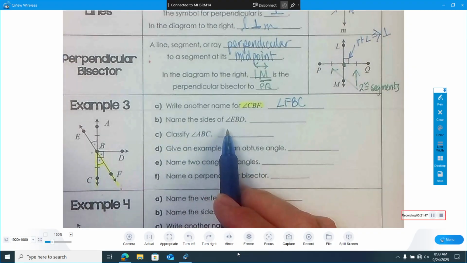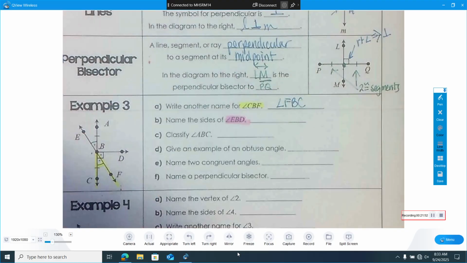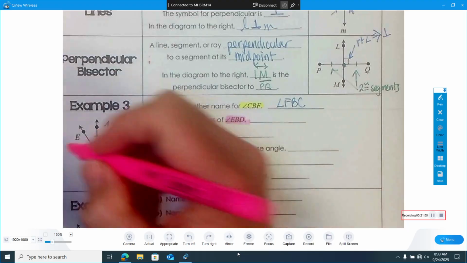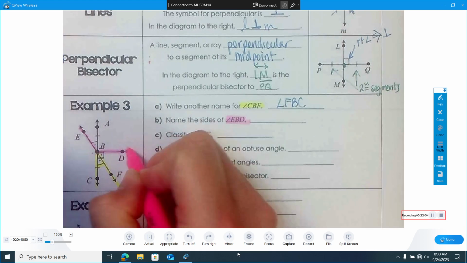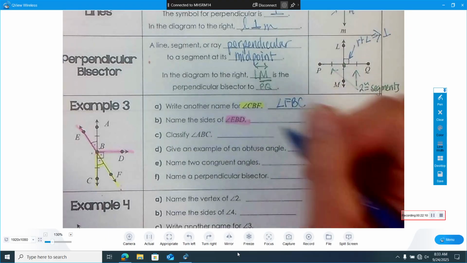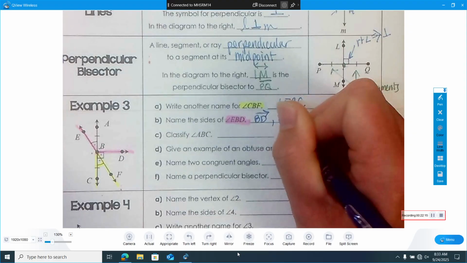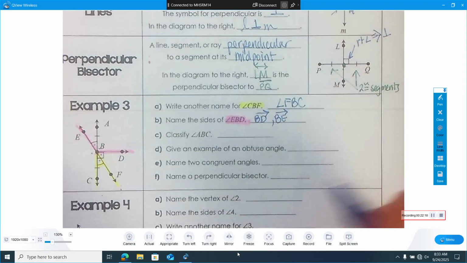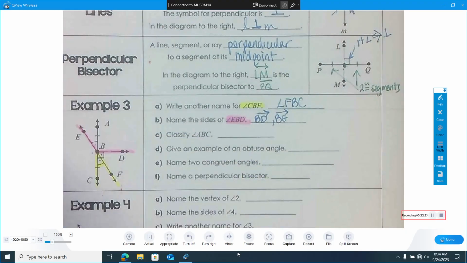Name the sides of angle EBD. Again, I'm going to figure out where that is. It starts at E, hits B, and then passes through D. Here's this angle in pink, a pretty big angle, an obtuse angle. What are the sides? Ray BD and ray BE. The sides are rays. BD goes on in one direction and BE goes on in one direction.